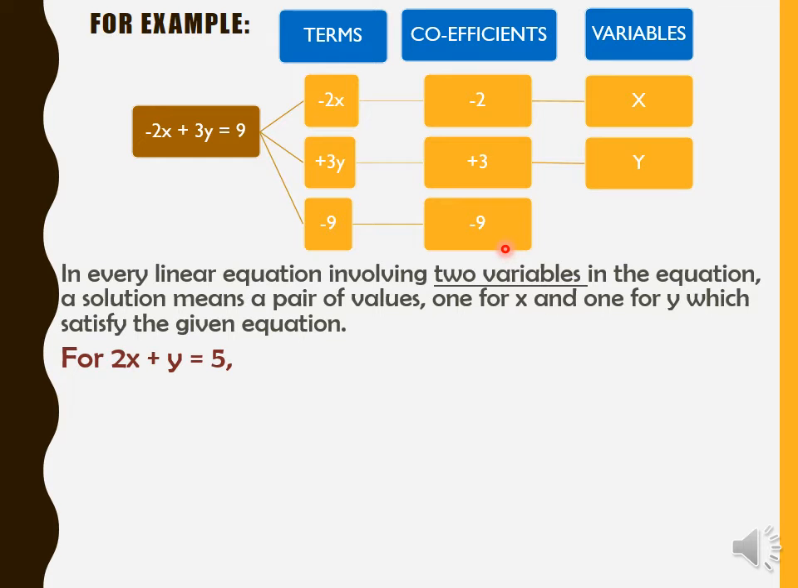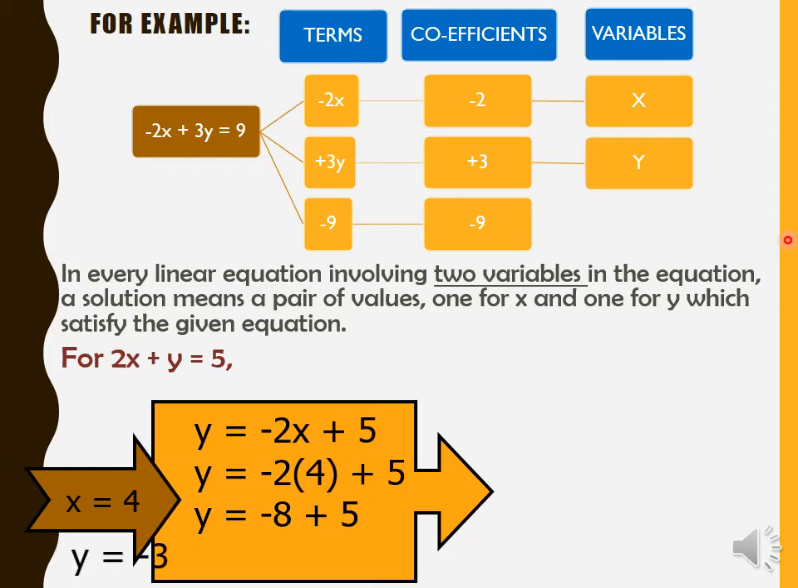For every linear equation involving two variables, a solution means a pair of values, one for x and one for y, which satisfy the given equation. For the equation 2x + y = 5, we can put the value of x as 4. So considering the value of x as 4, let us rearrange the given equation in terms of y. So here we can see y = -2x + 5.